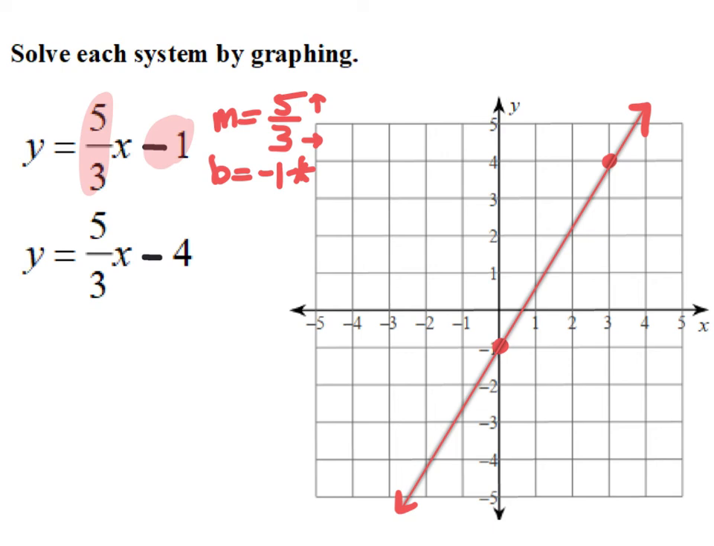Now for the next equation, I have a slope of 5 over 3 and a y-intercept of negative 4. So I can start by putting a point at negative 4 on the y-axis, and then I would go up 5 and over 3. So if I count up 5 places and then over 3, I'm going to have a point right here. So I can put my point on the graph. And now this allows me to draw in my line.